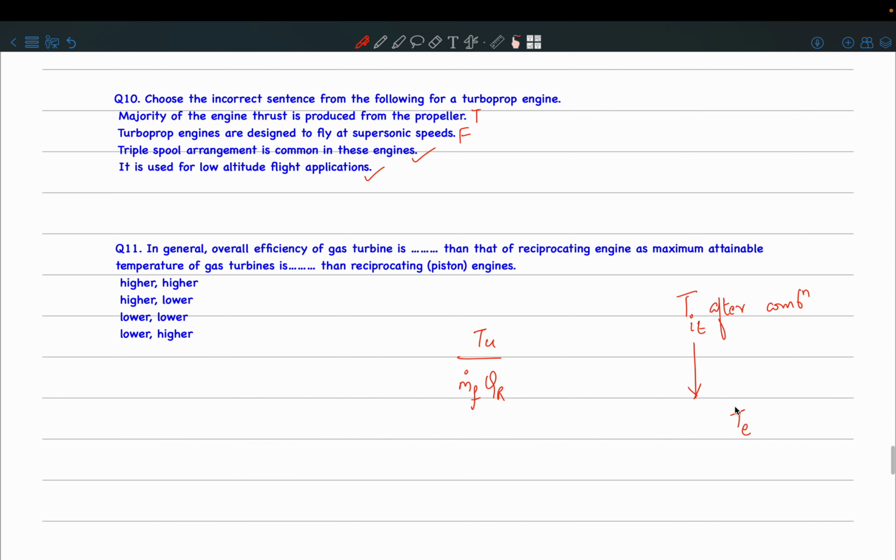The larger this difference, the more the work that you are going to produce. So if you attain very high temperatures and also high pressures, in a gas turbine, the pressure at which you operate is higher, but the temperatures that you can achieve in a gas turbine are lower than that in a piston engine. So the answer here is, for both the blanks, it is lower and lower.